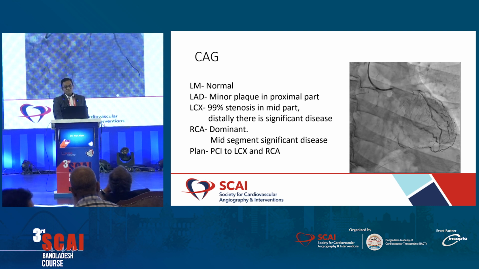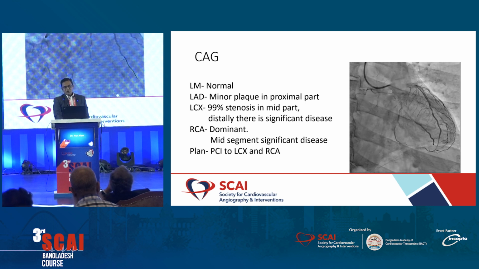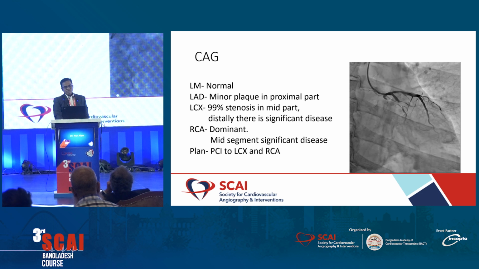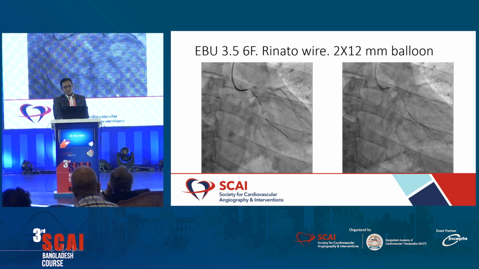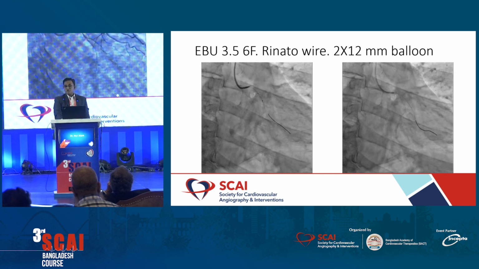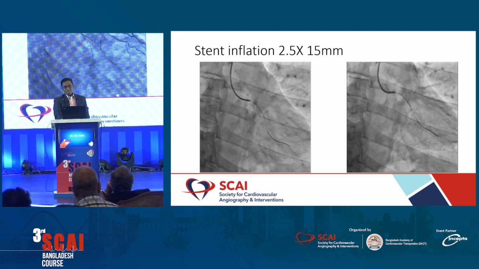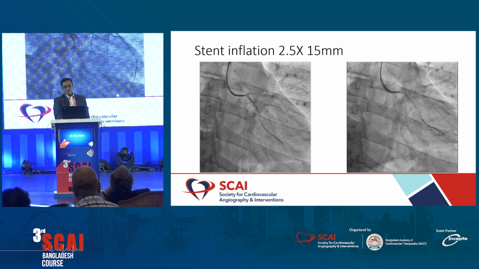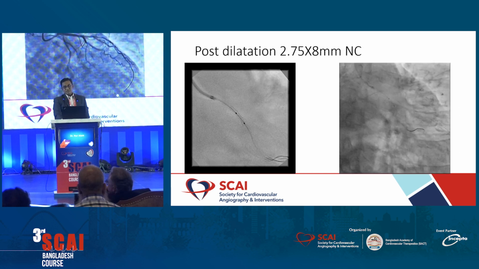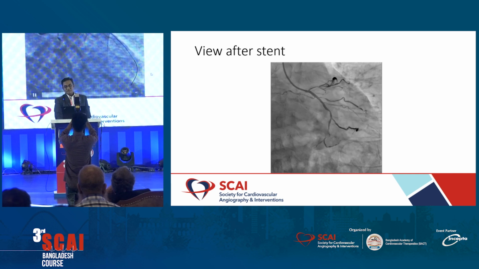So we first pre-dilated the proximal lesion by a 2 into 12 millimeter balloon. So this is the view after pre-dilation. So we first put a 3 into 18 millimeter stent in the proximal lesion. So this is the view after stenting in the proximal LAD. So what should be done in the distal lesion?